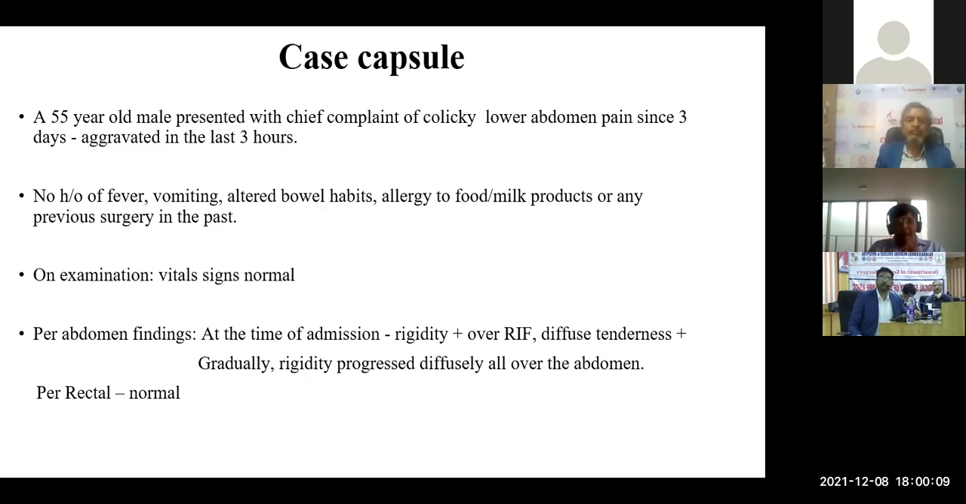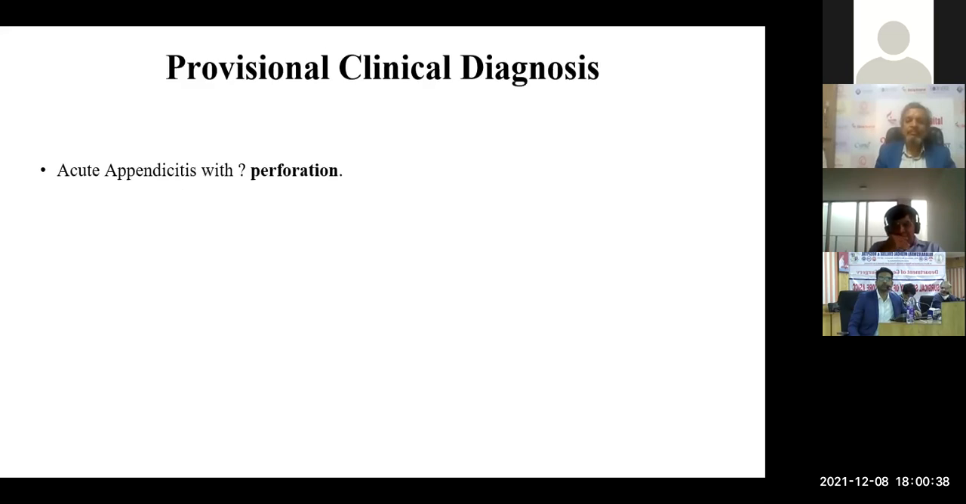A 55-year-old male presented with chief complaint of colicky lower abdomen pain since last 3 days, which was aggravated in the last 3 hours. There was no history of vomiting, fever, altered bowel habits, allergy to food or milk products, or any previous surgery. On examination, vital signs were normal, and per abdomen, at the time of admission, rigidity was present over the right iliac fossa with diffuse tenderness, which gradually progressed to diffuse rigidity all over the abdomen. Per rectal findings were normal. A provisional diagnosis of acute appendicitis with query perforation was made.